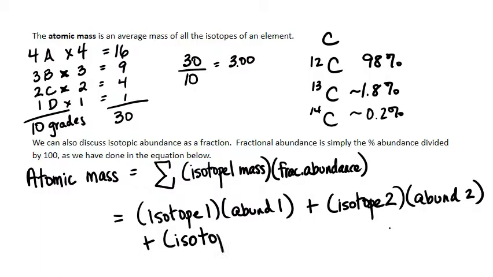Now, the way that we write this with this equation is that we talk about fractional abundance. And fractional abundance really has the same meaning as percent abundance.